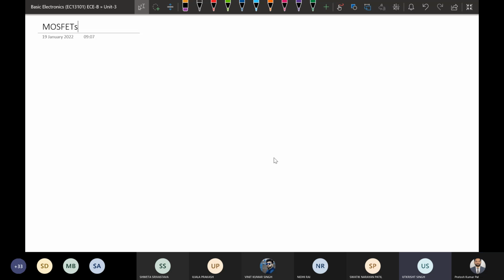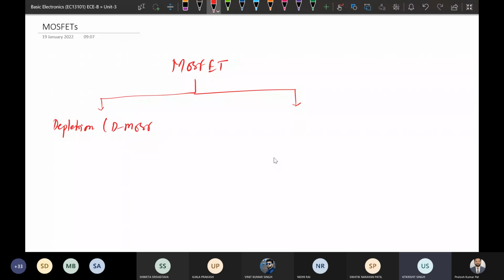In MOSFET, we have already seen it is of two different types. One is the depletion MOSFET, or we call it DMOS. Another one is the enhancement type MOSFET, or EMOS we can call it.